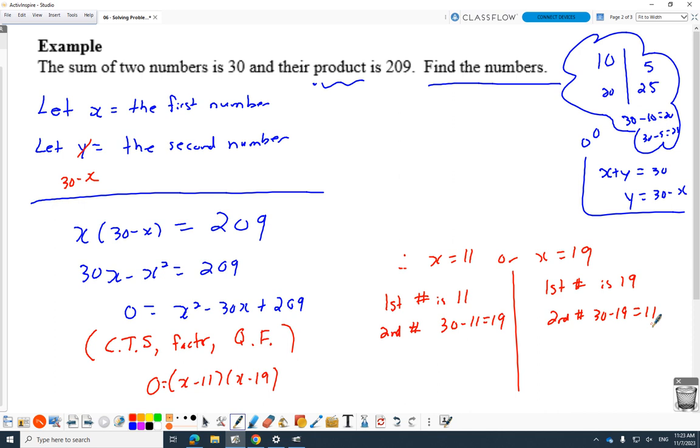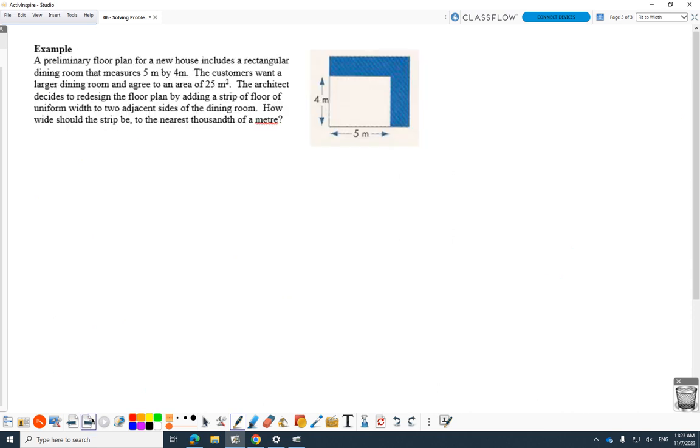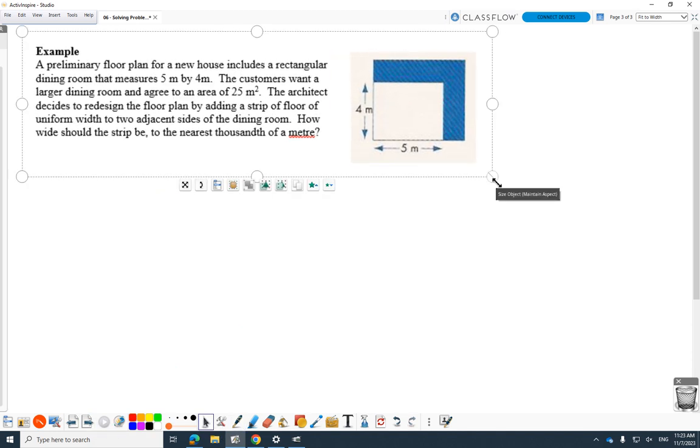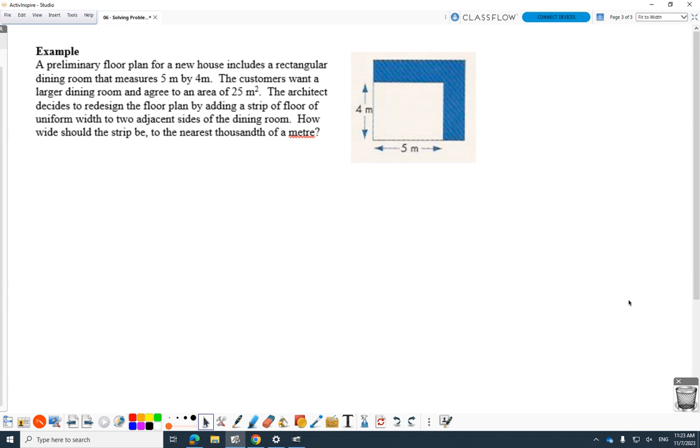More time? Oh, good, a geometry one. A preliminary floor plan for a new house includes a rectangular dining room that measures 5 meters by 4 meters. The owner of the house says, no, I want a bigger dining room.